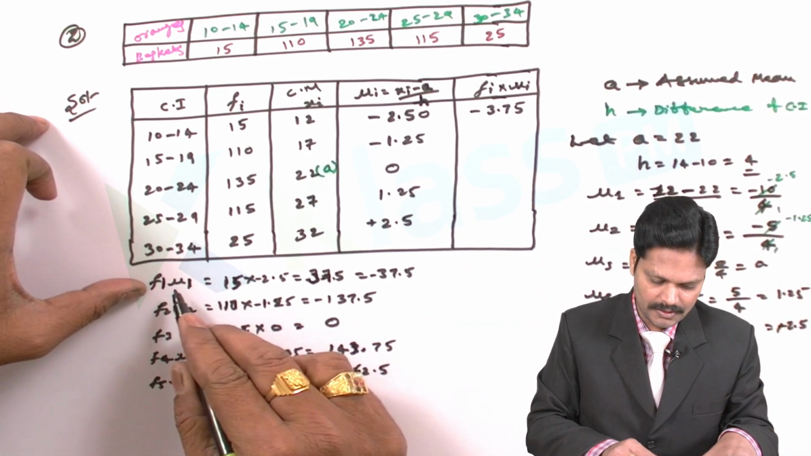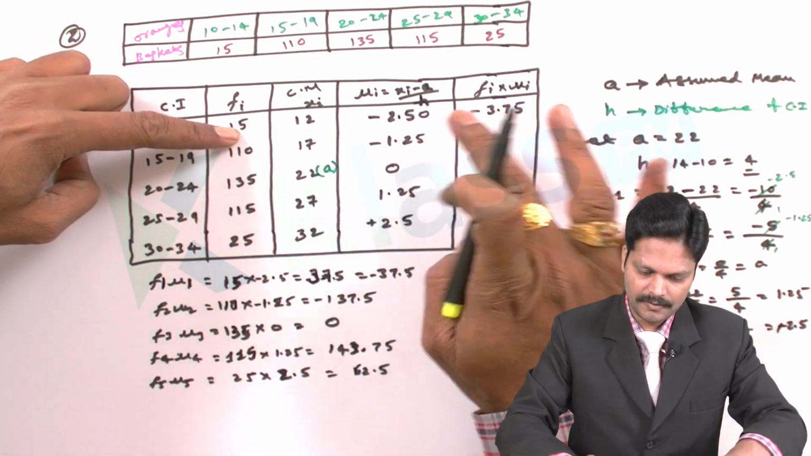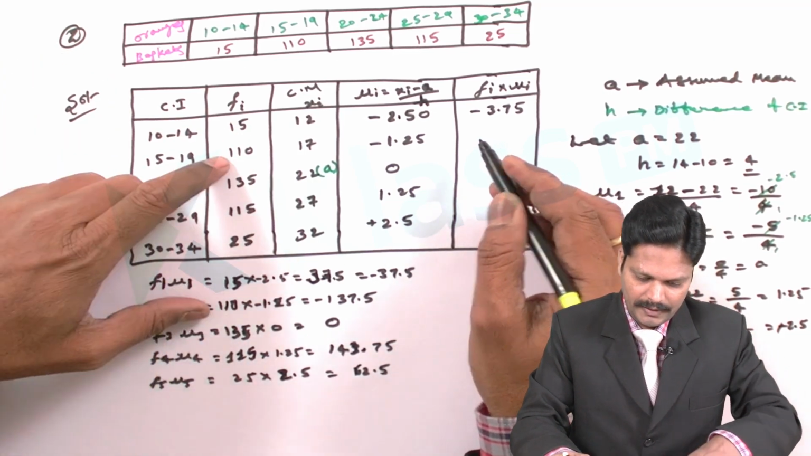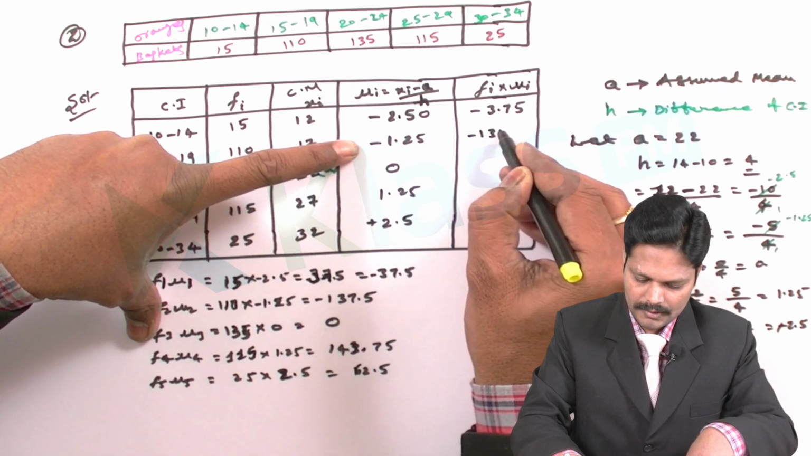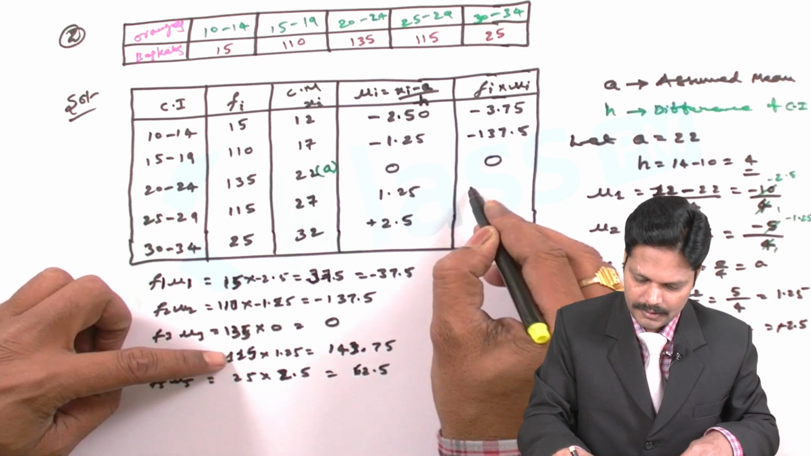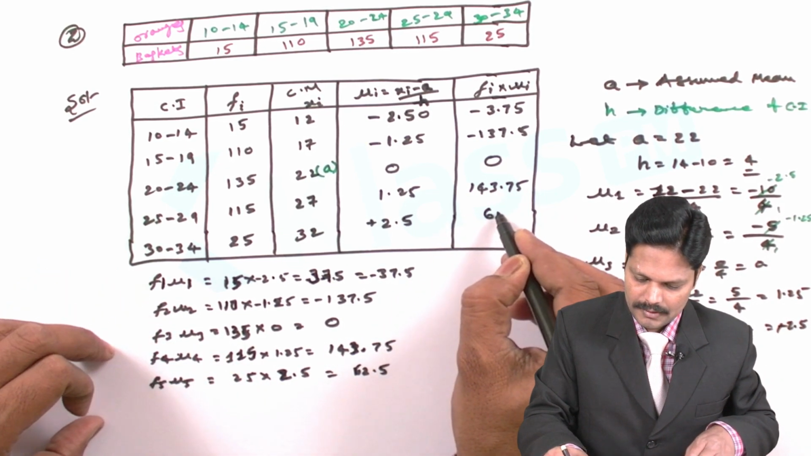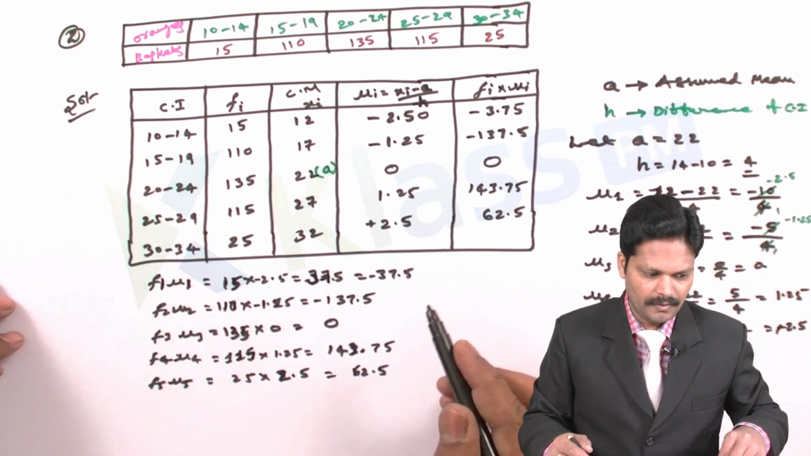We are getting the multiplication f1 mu1 is nothing but first row 15 into minus 2.5. We are having minus 3.75, and here 110 into 1.25 we are having minus 137.5, and here the value is 0, and here 143.75, and here the value is 62.5. So in this manner we need to get the values.